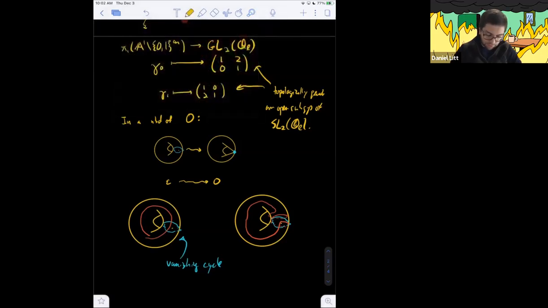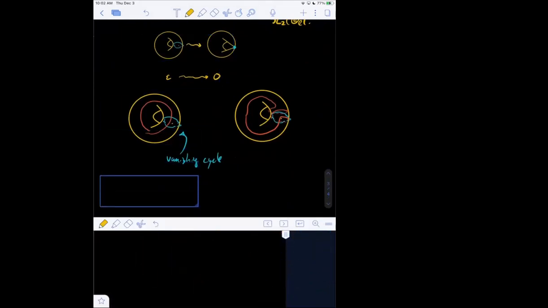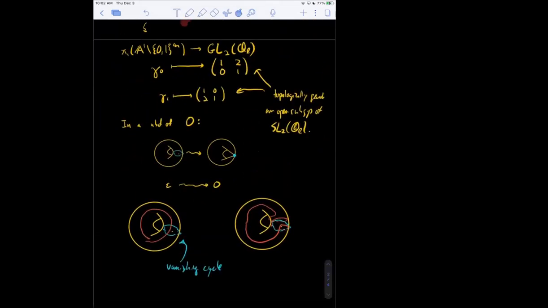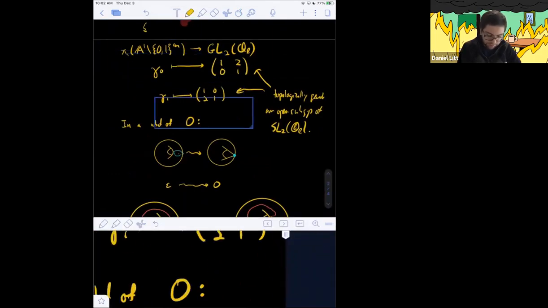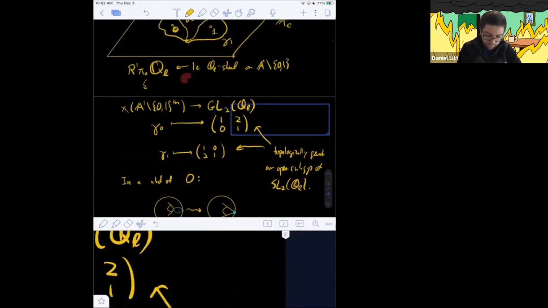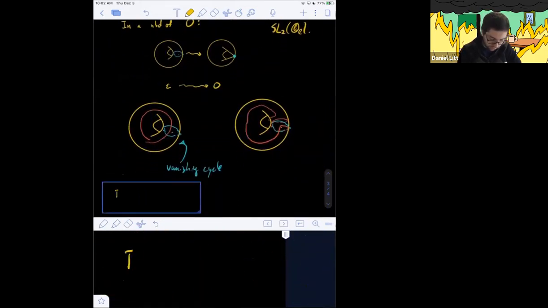All right, so if there are no questions, let me... Can you write down what the pairing is on this representation? Sure. So the pairing is just this matrix.